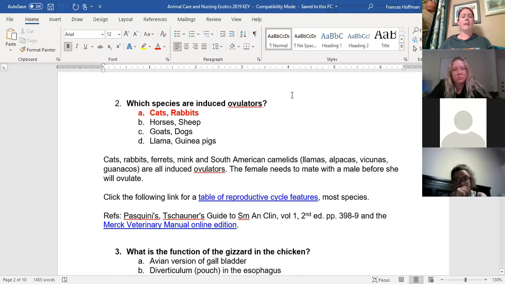All right, number 2: which species are induced ovulators? Our induced ovulators are our cats and our rabbits. It is going to take copulation, or sex basically, for our cats and our rabbits to be able to ovulate. Remember, copulation is a very good vocabulary word, because not everybody knows what it means, and it turns out to be kind of an important word when you're taking your VTNE.